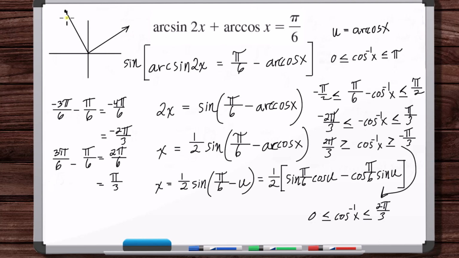So let's say we had it at 120. There's one possibility. And let's say we had it here. There's another possibility. So there's one option for u, and there's another option for u. Okay, if we think about it, cosine of u is x, right? So that means adjacent over hypotenuse is x divided by 1. So in quadrant 1 we've got x, and we've got 1. Well, in quadrant 2, we just put x again.